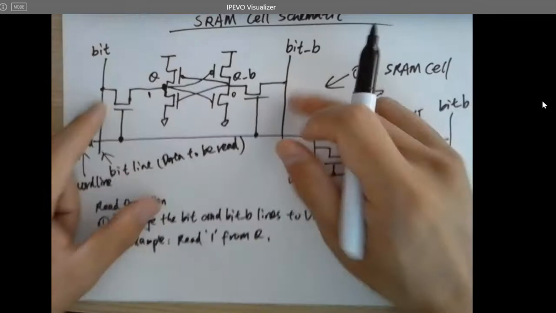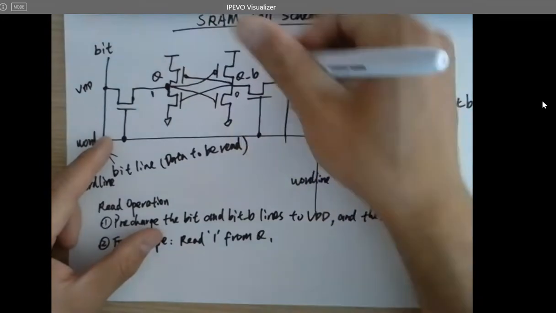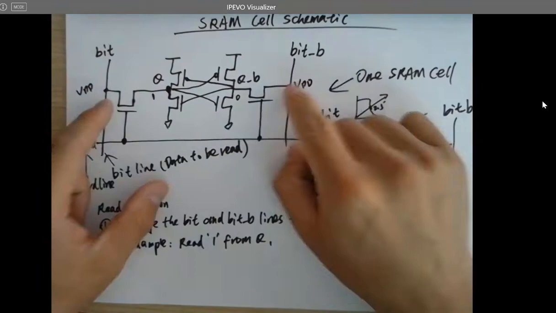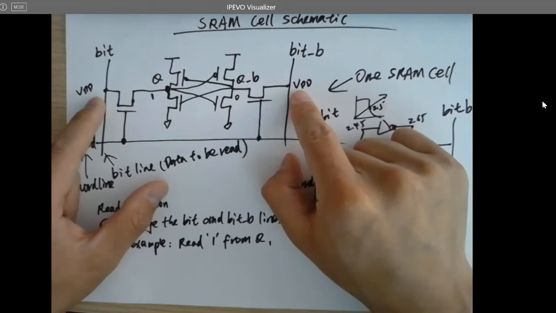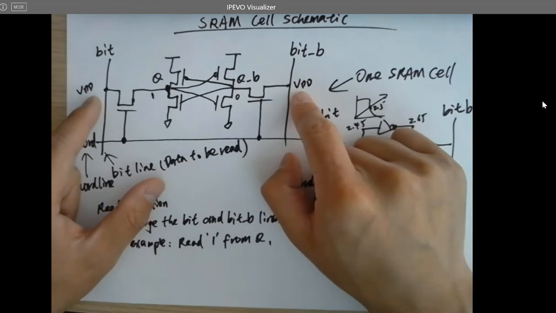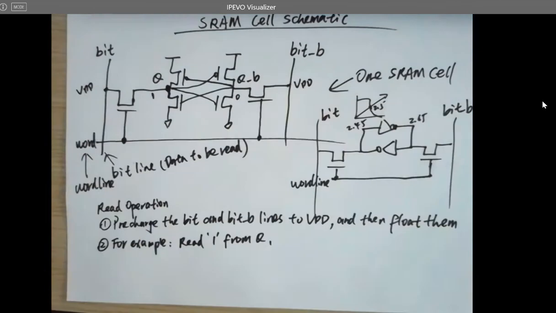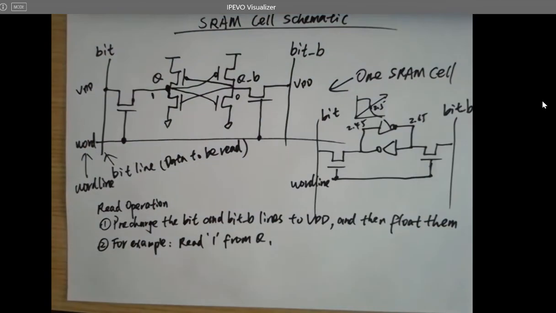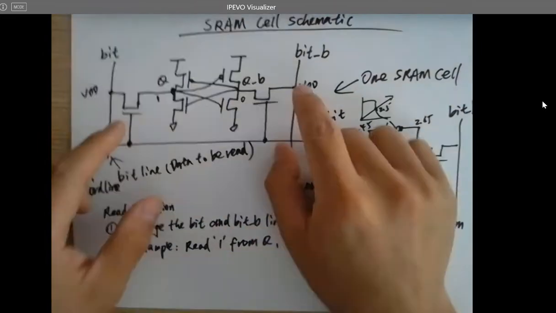Since these two have been precharged to VDD, what's going to happen to these lines? Precharged to VDD, but they are not constantly shorted to VDD. So there will be some charges being stored over there, but if you discharge it, it's gone. It's not constantly providing all these charges from the source. So what's going to happen?